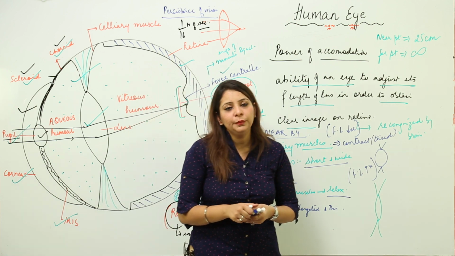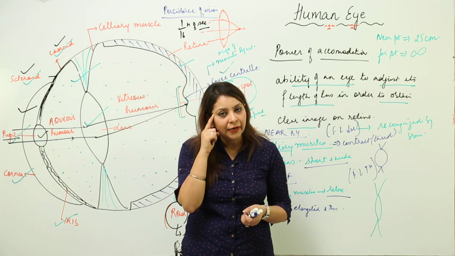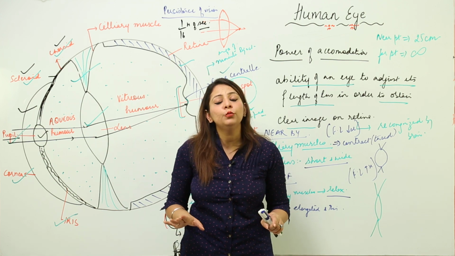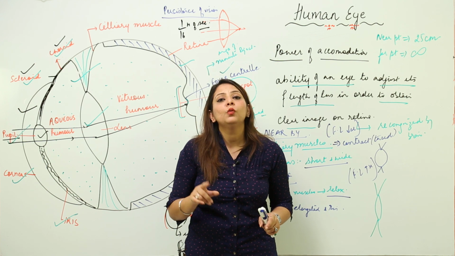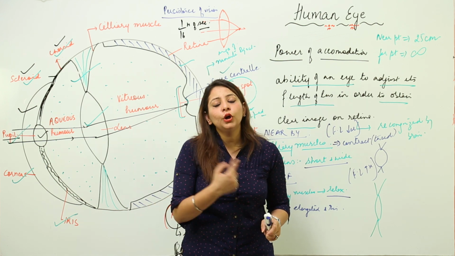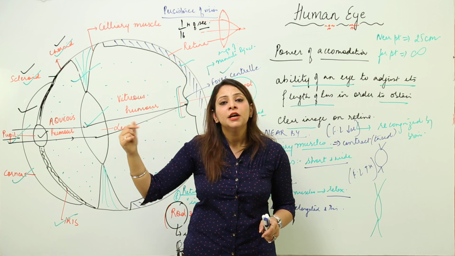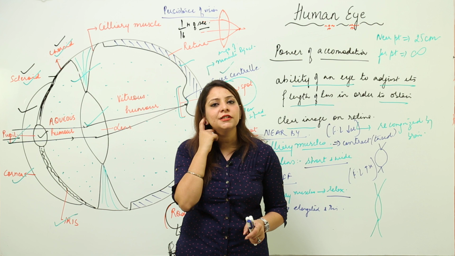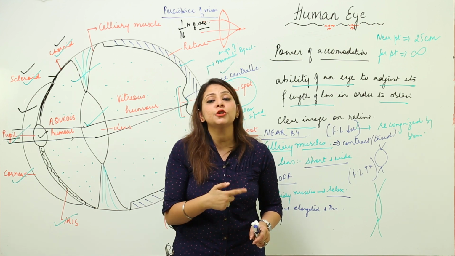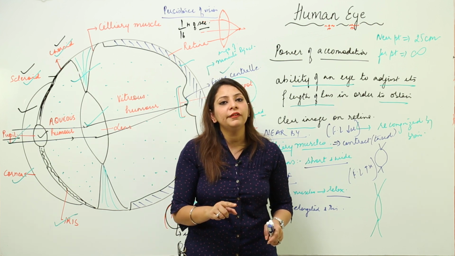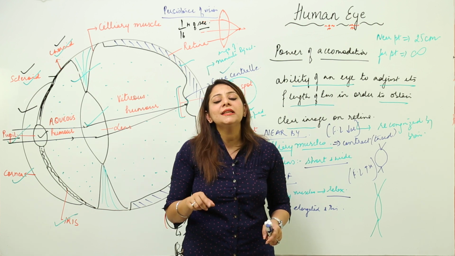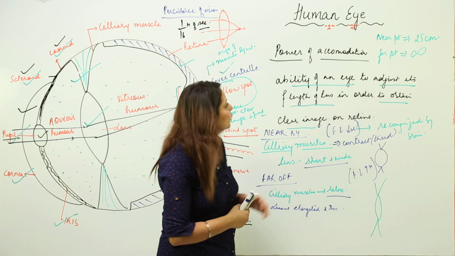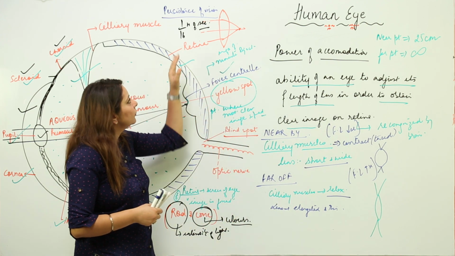So persistence of vision means the image that is formed on the retina lasts on the retina even if the object is removed or if you close your eyes for 1/16th of a second. Do not get confused with the persistence of hearing. Persistence of hearing is 1/10th of a second. That means the sound which you hear lasts in your ear for 1/10th of a second. This is persistence of vision, that the image formed on the retina lasts for 1/16th of a second.